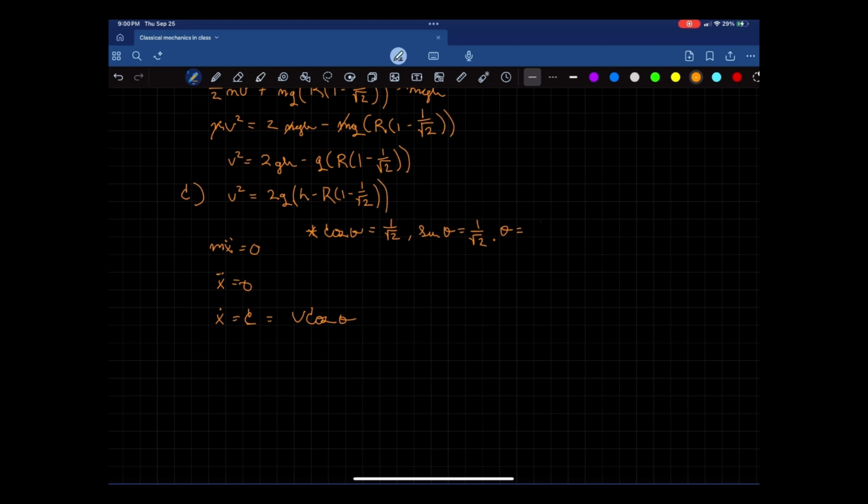Was that pi over 4? Yeah, I think that's pi over 4. If I'm wrong, that would be horrible. Yeah, because pi over 2 would be 90. I think that's pi over 4.